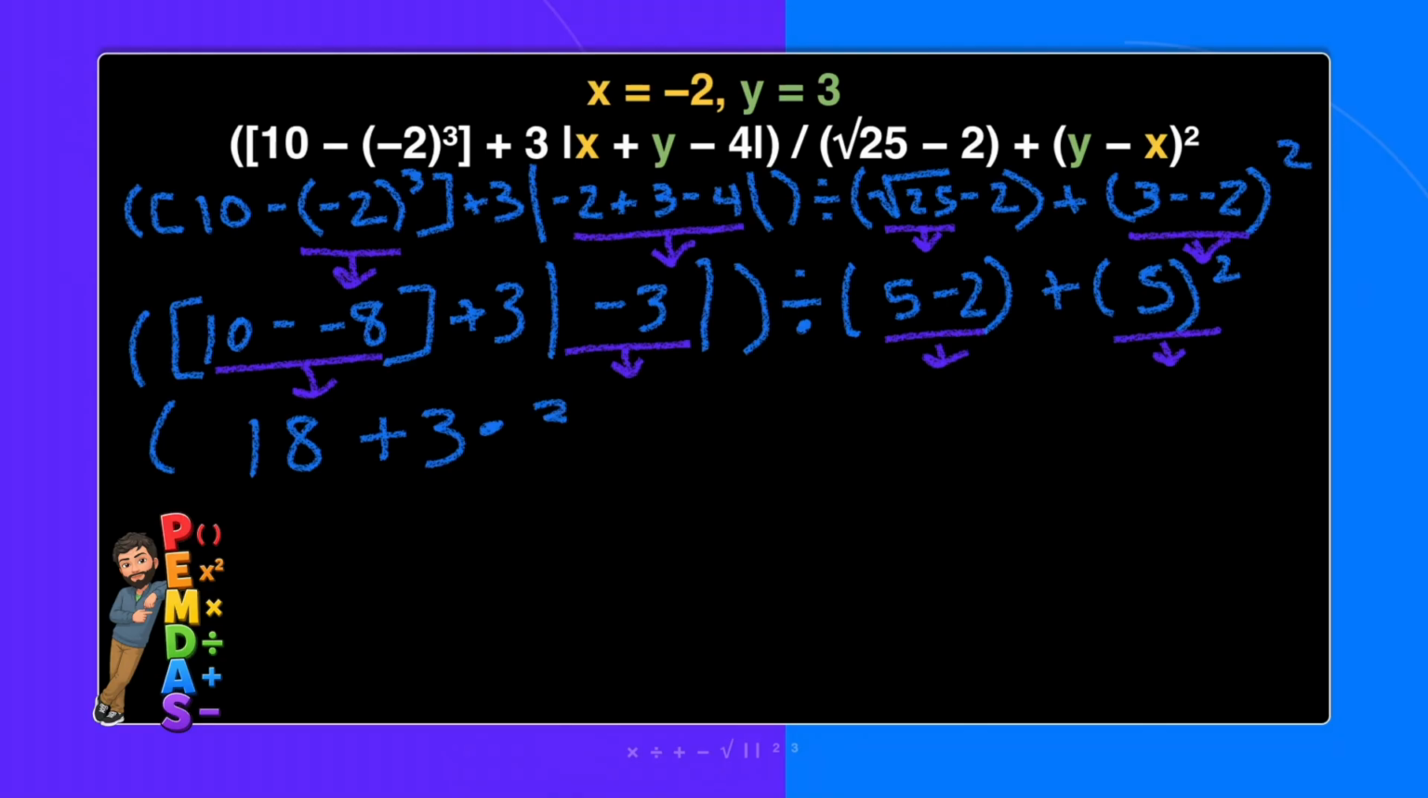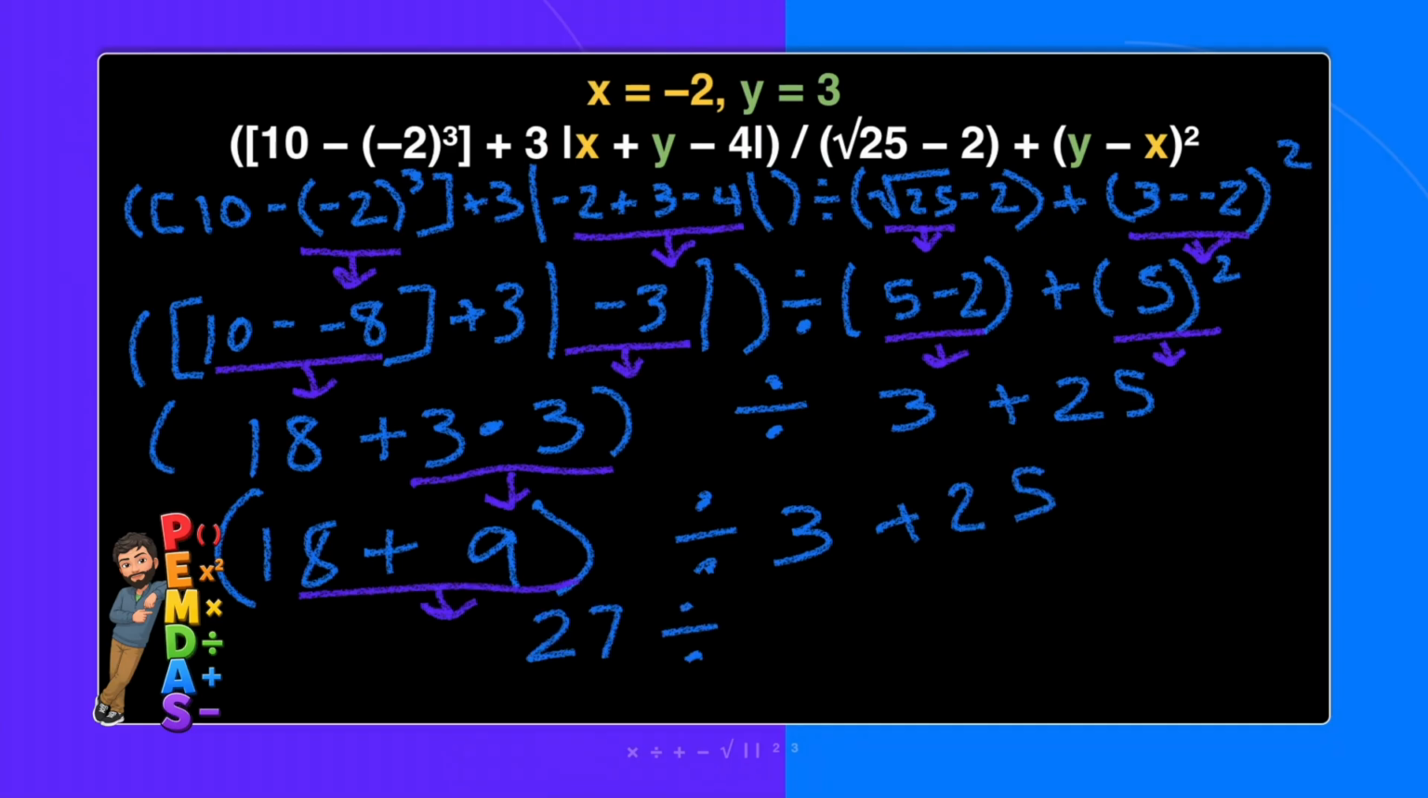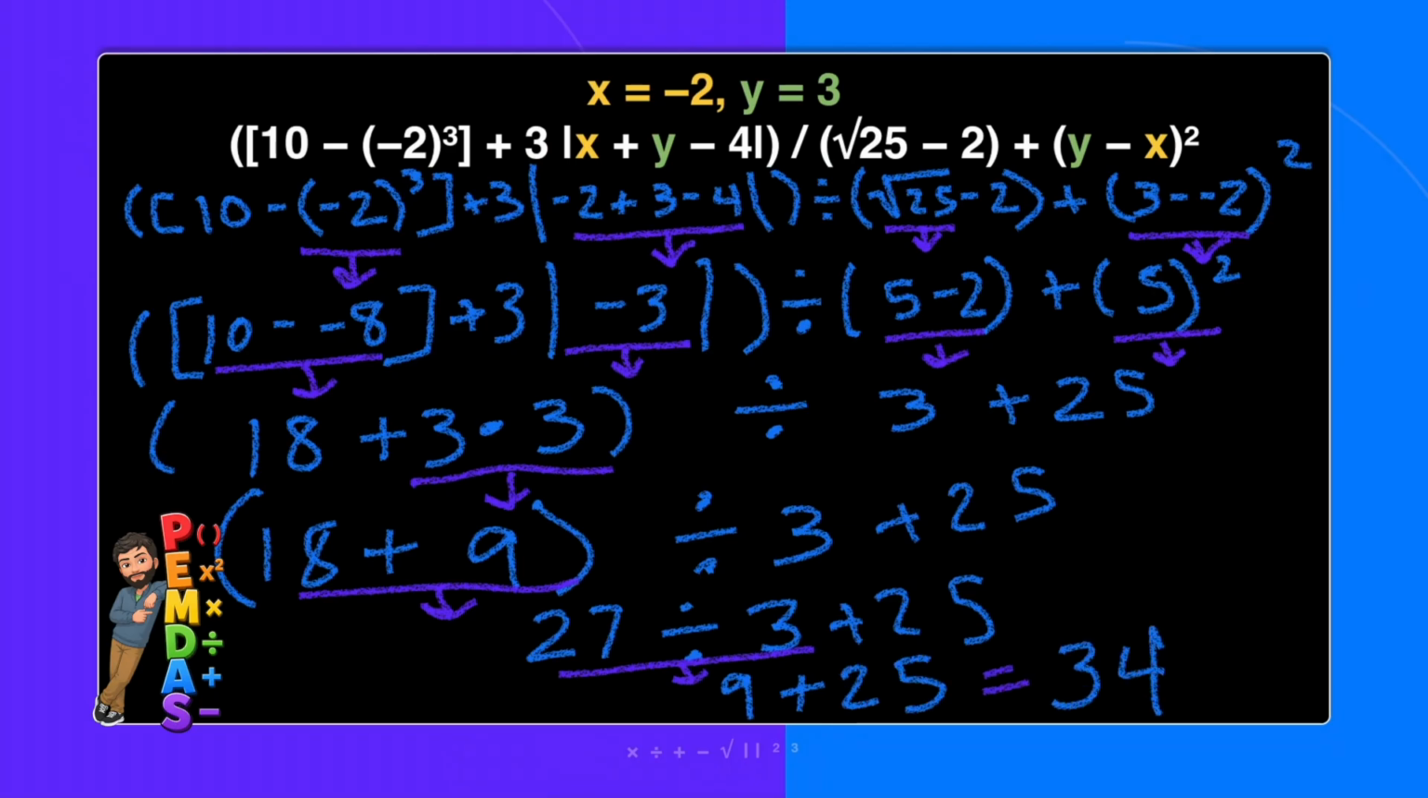And we have the +3 times a +3, because the absolute value of -3 is 3. 5 minus 2 is 3. And then 5 squared is 25. Let's keep moving. 3 times 3 is 9. So we have 18 plus 9. Let's bring down the division sign. We have 3 plus 25. 18 plus 9 is 27. Divided by 3 plus 25. 27 divided by 3 is 9. 9 plus 25 is 34. Done. We crushed that one.